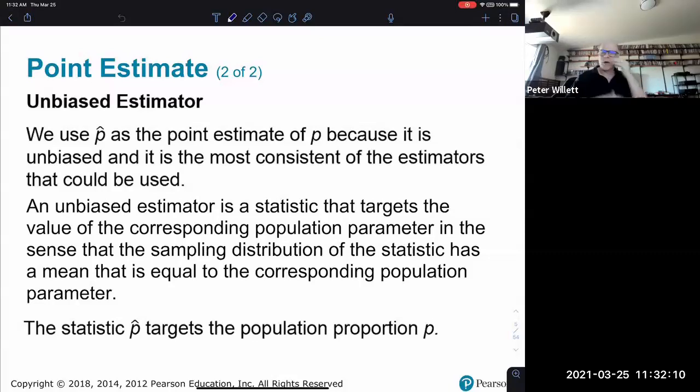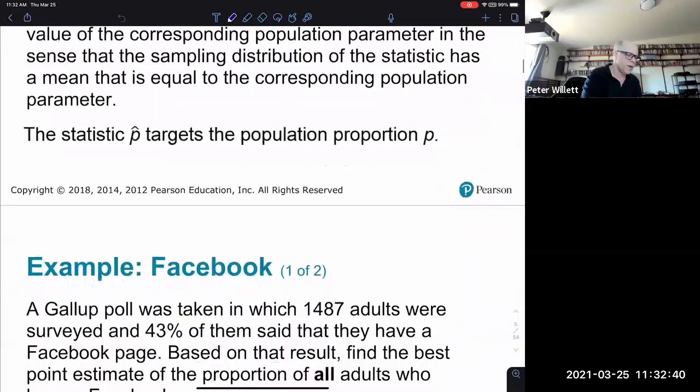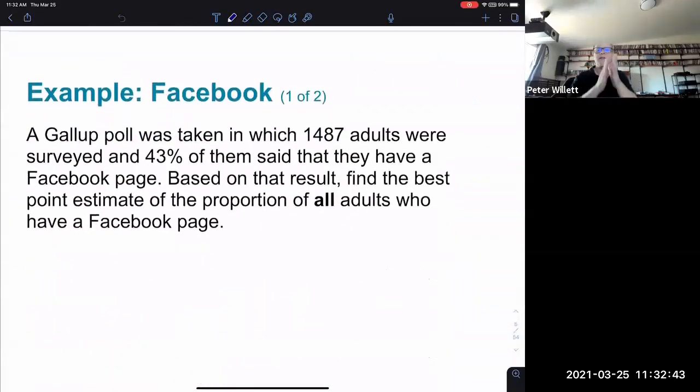So if I looked at every 100 ways I could take 100 students at DVC and for every one of them, I look at their proportions of Democrats. If I averaged all of those sample proportions, I would get the population proportion. And for that reason, P hat targets the population proportion. So a little bit of chapter 6 logic in there. But in general, you want to walk away with the idea that P hat is an unbiased estimator for the population proportion and that it targets it, meaning when you take different samples, they're trying to fall around the real value. So that's a good estimation.